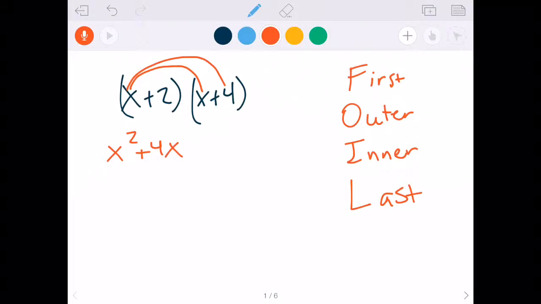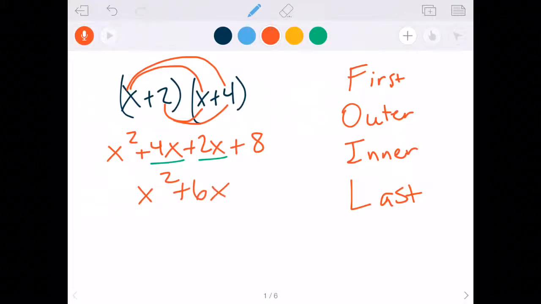So now I've exhausted that x. I've multiplied it by everything in the second set of parentheses. So now I'm going to move on to the 2. I'm going to move on to the inner term, and multiply it by x, which is plus 2x. And then I'm just going to do the last thing that's left. This 2 goes to the 4, which is plus 8. So that's the FOIL method. But we're not done yet because we have some like terms. We have some x's that we can combine. So the final answer is x squared plus 6x plus 8.